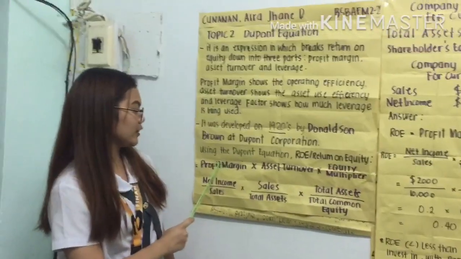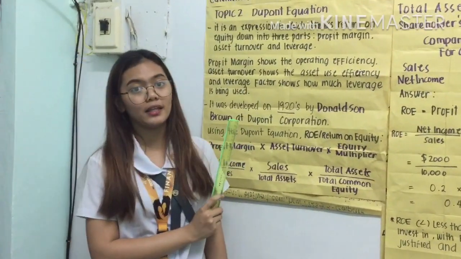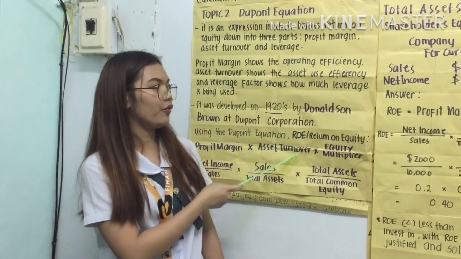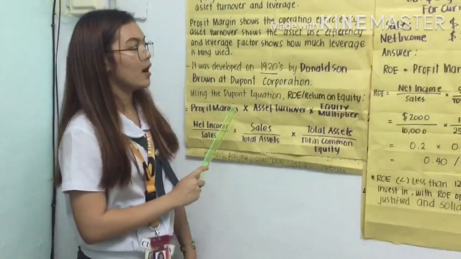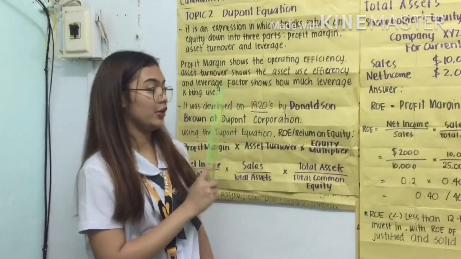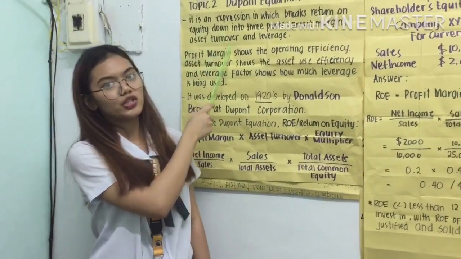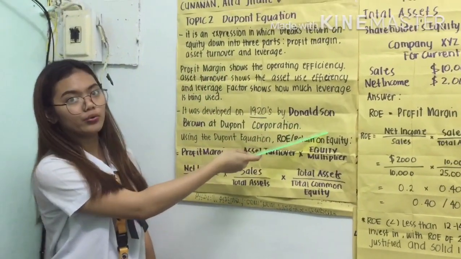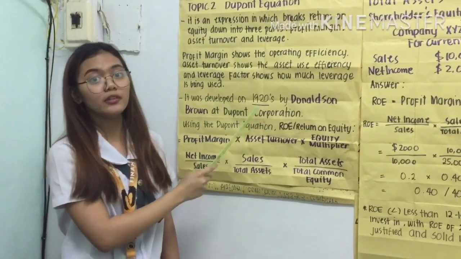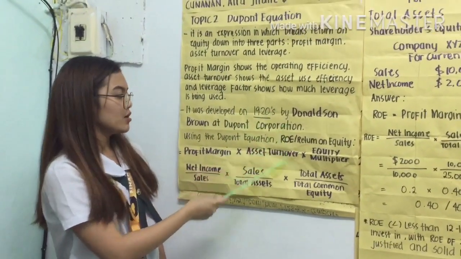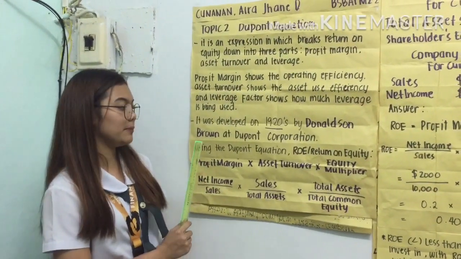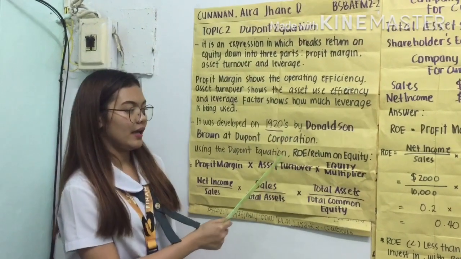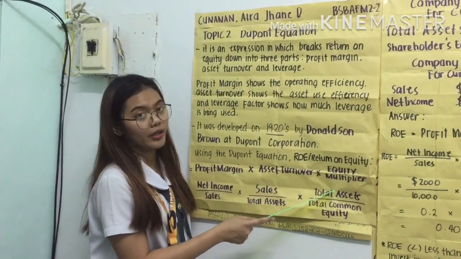The profit margin shows the operating efficiency, while the asset turnover shows the asset use efficiency, while the equity multiplier or the leverage shows how much leverage is being used. The DuPont equation was developed by Donaldson Brown at the DuPont Corporation in the 1920s. In the DuPont equation, profit margin is multiplied by asset turnover and the equity multiplier or leverage.